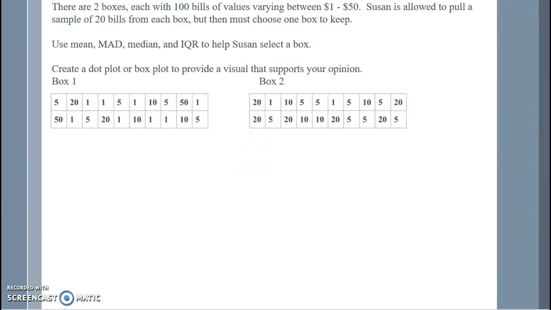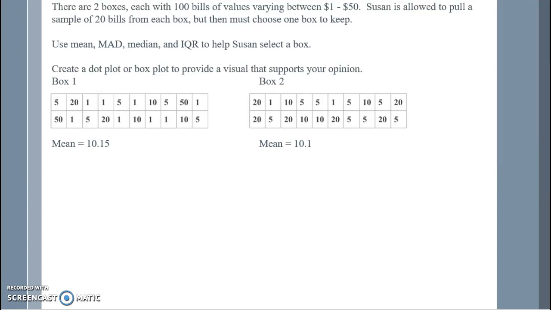Okay, there are two boxes, each with 100 bills of value varying between $1 and $50. Susan is allowed to pull a sample of 20 bills from each box, but then must choose one box to keep. Use the mean, MAD, median, and IQR to help Susan select a box. Create a dot plot or box plot to provide a visual that supports your opinions. So I have our boxes laid out.